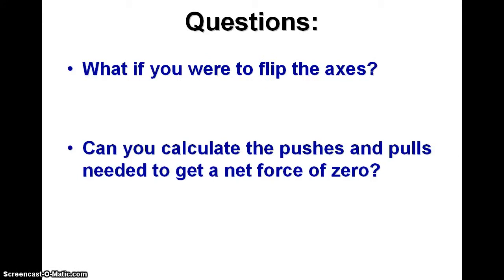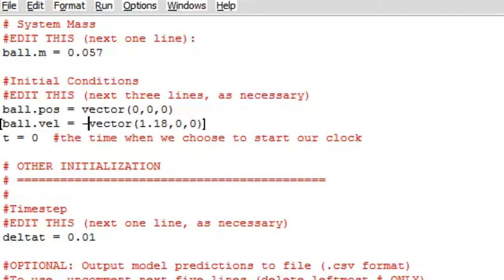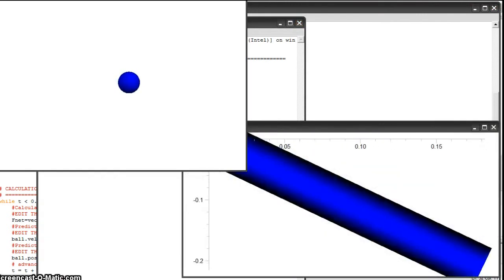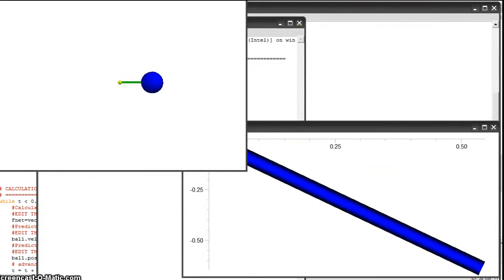Question: what if you were to flip the axes? As you can see in the model, when I flip the axes by setting the vector to the opposite direction, the only thing that changes is the displacement switches from the positive to the negative direction, along with the slope of the line.